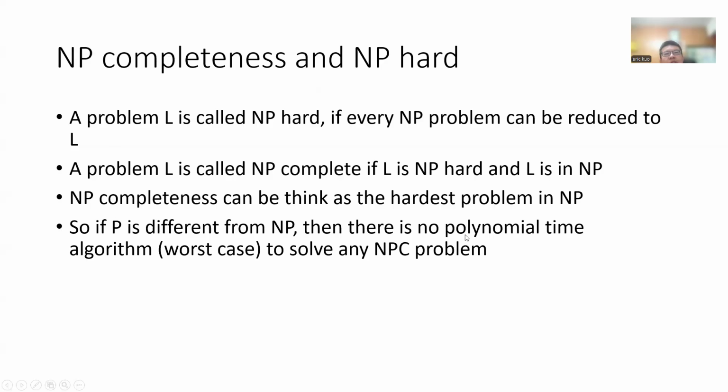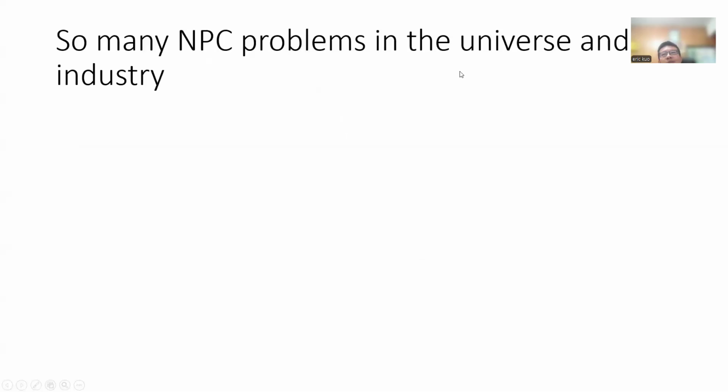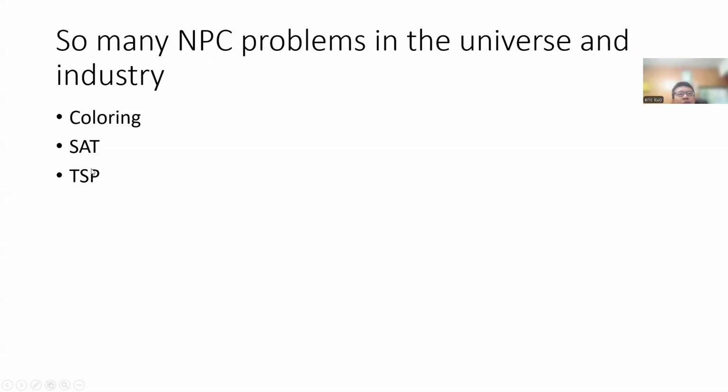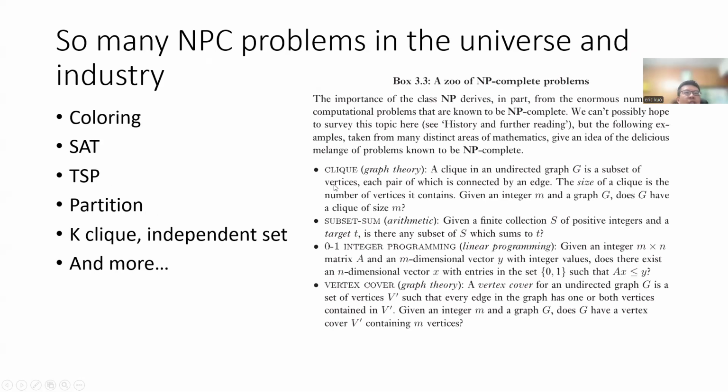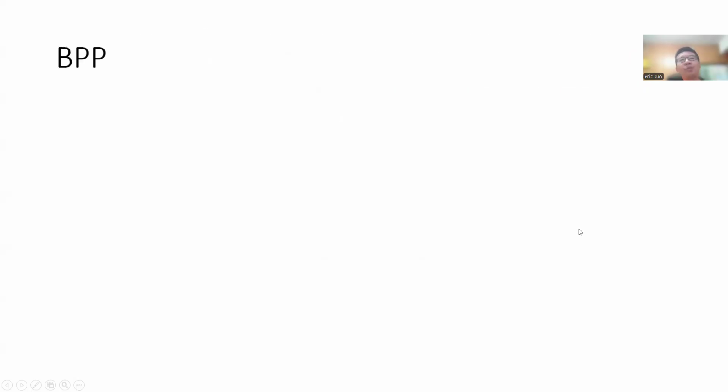So if P is different from NP, then there's no polynomial time algorithm, worst case, to solve any NP complete problem, right? Because any NP problem can be reduced to an NP complete problem. There are many NP complete problems in this universe and also in industry, like the satisfiability problem, traveling salesman problem, partition, clique, and independent set. You can find maybe thousands of NP complete problems online, but I remember the original list has 23 problems that were proved by Karp. So these are interesting NP problems.